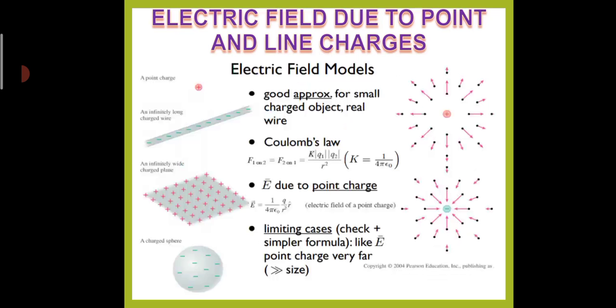Now, in this figure, these are the different types of electric field models. The first is a good approximation for a small charged object or real wire, and the Coulomb's law equation is F1 on 2 and F2 on 1 equal to K Q1 into Q2 divided by r square, where K is equal to 1 upon 4 pi epsilon 0. And E due to the point charge, E equal to 1 upon 4 pi epsilon 0 into Q by r squared. It is the electric field of a point charge. And in the limiting case, check the simpler formula for E of a point charge very far away.